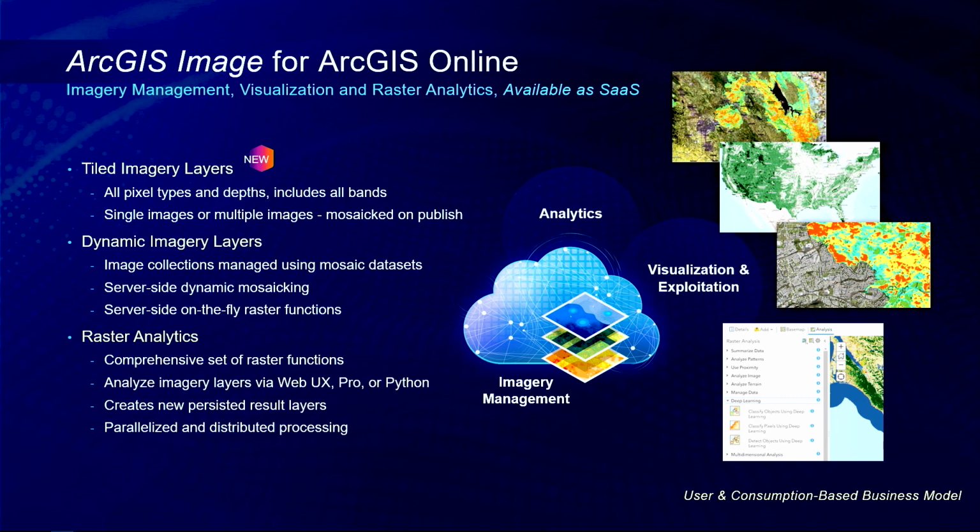Tiled imagery layers are stored in a cloud-optimized raster format with full support for all pixel types and depths and multi-band, multispectral imagery. Images can be uploaded and stored as individual layers or as collections that are fully mosaicked as part of publishing. Dynamic imagery layers support primarily large image collections that are managed using mosaic datasets, and these collections can be mosaicked on the fly. In addition to dynamic mosaicing, these dynamic imagery layers also support server-side on-the-fly application of raster functions.